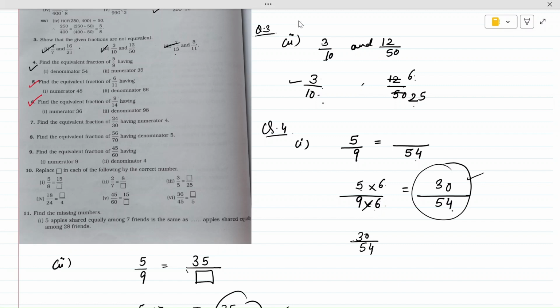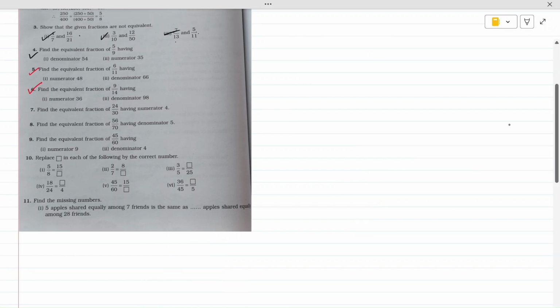Now let me do question number 7 here. In question number 7, we have to find the equivalent fraction of 24 by 30 having a numerator of 4. So we have to find the denominator first.